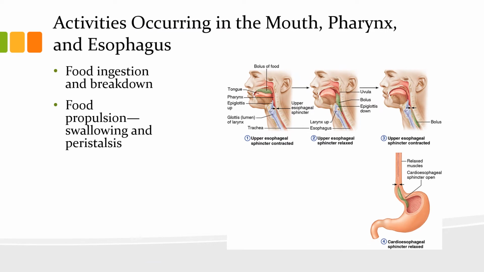Activities occurring in the mouth, pharynx, and esophagus: food ingestion and breakdown, and food propulsion, swallowing and peristalsis. We'll go over the image here in just a second. First, food ingestion and breakdown. Once food has been placed in the mouth, both mechanical and digestive processing begin. First, the food is physically broken down as it is chewed. Then food is mixed with saliva. Salivary amylase begins to digest the starch, chemically breaking it down into maltose. The next time you eat a piece of bread, chew it for a few minutes before swallowing it, and you will notice that it begins to taste sweet as the sugars are released.